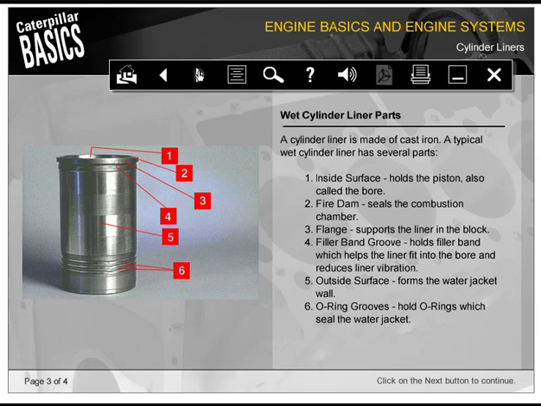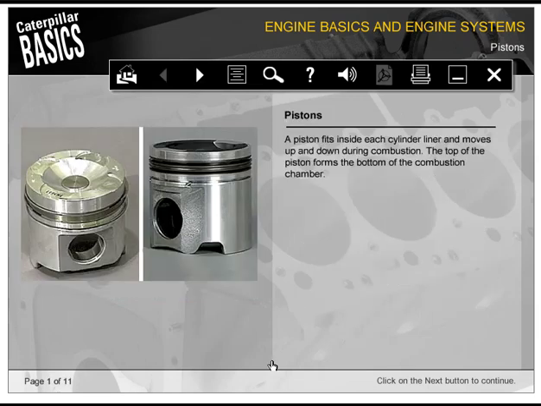The outside surface, 5, forms the water jacket wall inside the block. And 6, the O-ring grooves hold O-rings, which seal the water jacket. A piston fits inside each cylinder liner and moves up and down during combustion. The top of the piston forms the bottom of the combustion chamber.